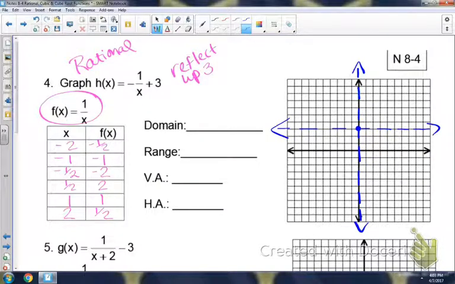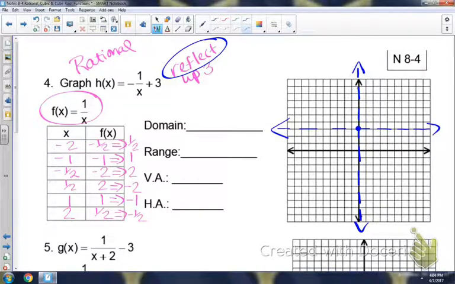So that's our origin. We're plotting the same points from our parent function. But remember, we need to reflect. So whenever we reflect, we change the sign of each y value. So now that's a +1/2. That's a +1. +2. That will be -2. -1. And then a -1/2. So we're plotting those points from this point, or intersection point that we have on our graph.